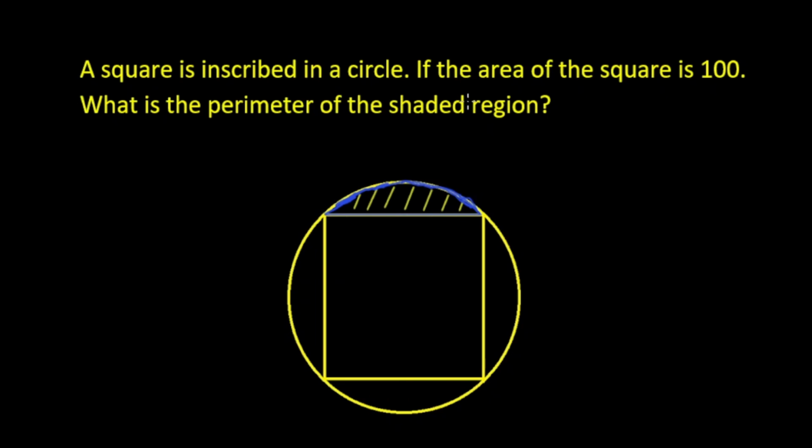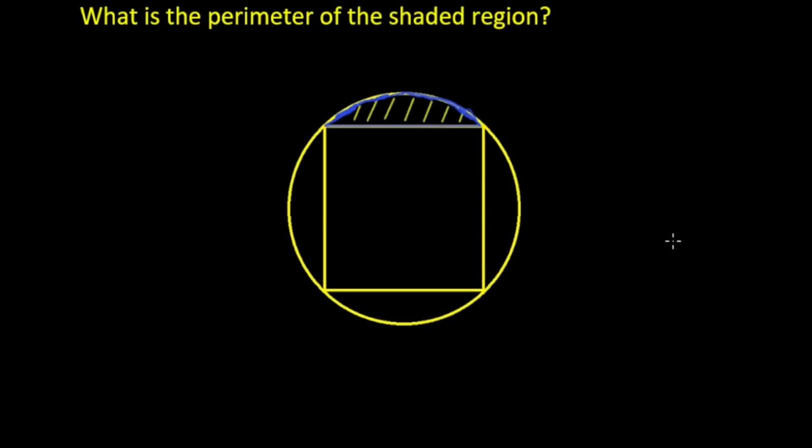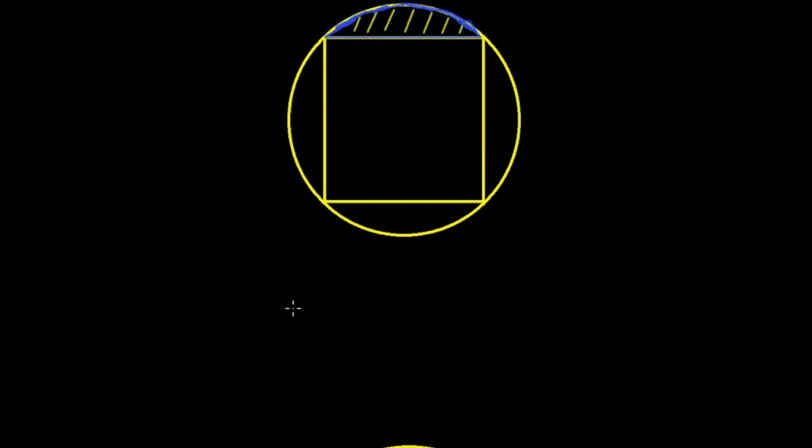The question said, if the area of the square is 100, that means the area of this square is 100. And the length of all sides in a square are equal. So what's the area formula of a square? Assuming that one of the side lengths is L, so here we can say that L squared is equal to 100, right? That's the area of the square.